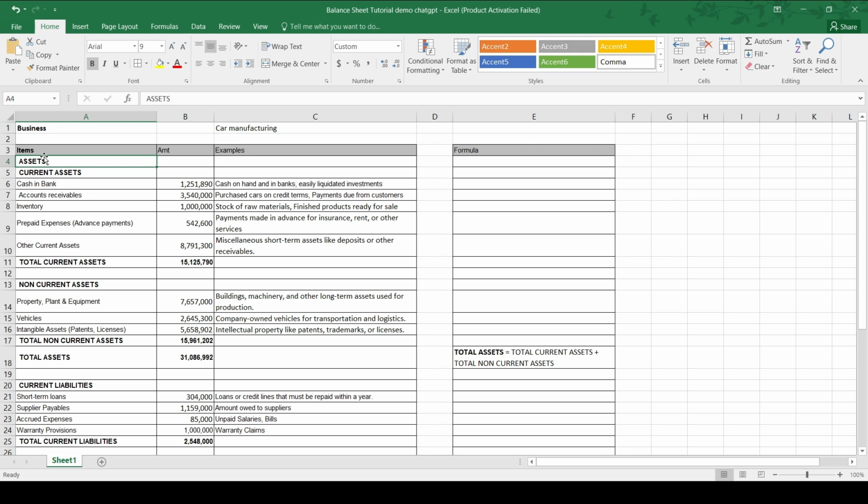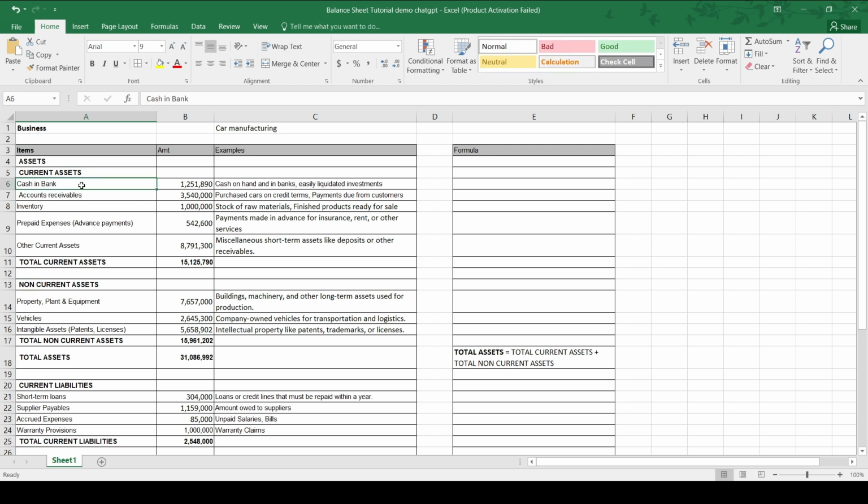Assets are the things that a company owns and expects to generate future benefits. Simply put, an asset is anything that can help the company make money or add value over time. We have two types of assets, current assets and non-current assets. Let's look first at the current assets.